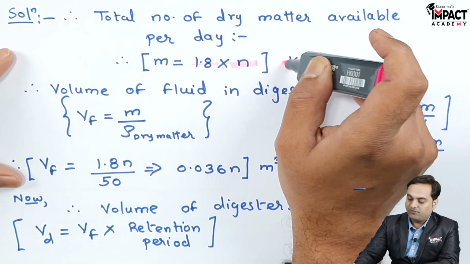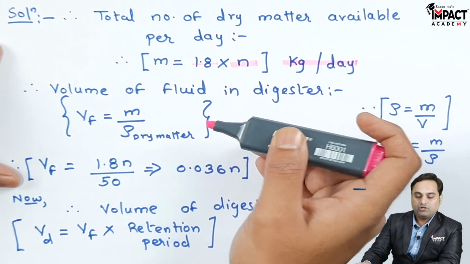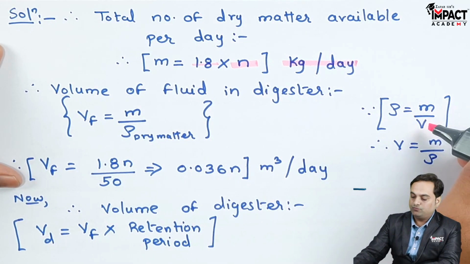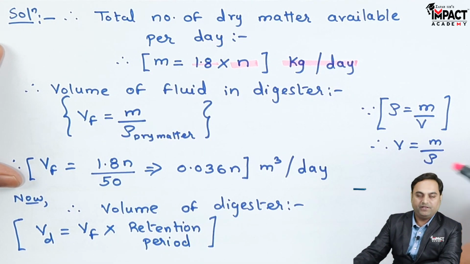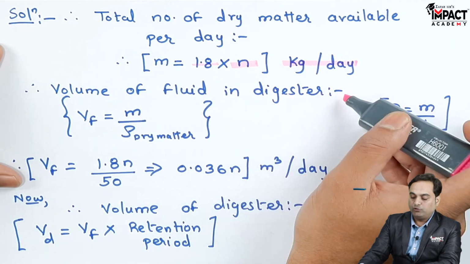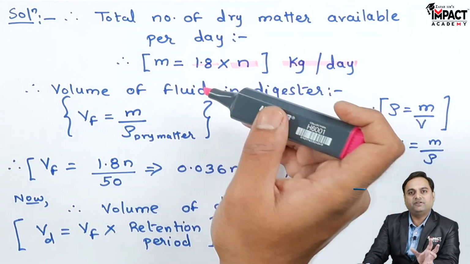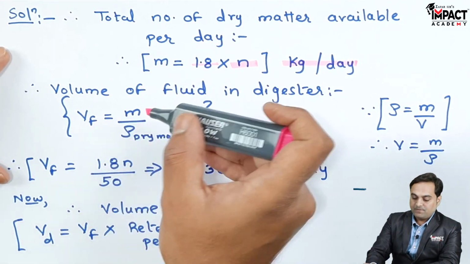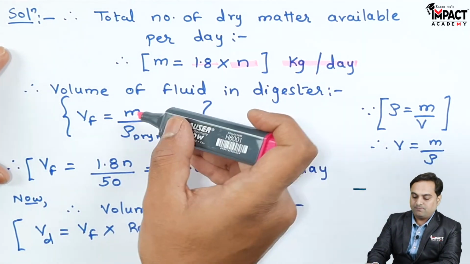So it will be in terms of kg per day. Next, after getting mass, since density is mass upon volume, volume becomes mass upon density. So therefore the volume of fluid in the digester, because this dry matter will be fed in the biogas plant, the volume of fluid is mass upon density of dry matter.